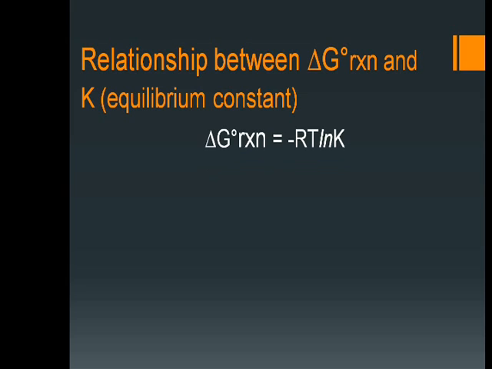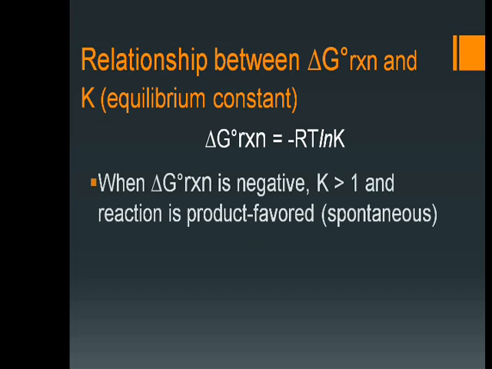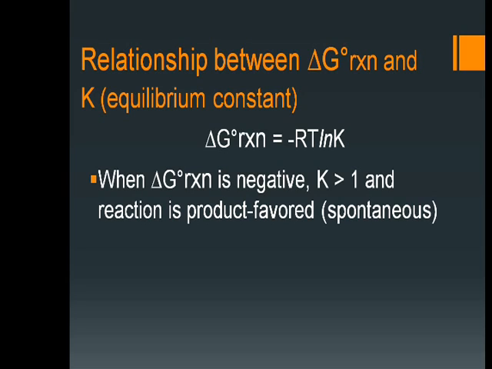And that can be mathematically represented by saying if you take delta G of the reaction, it is equal to negative R, the gas constant, we've used him before, times T, temperature in Kelvin, times the natural log of K, the equilibrium constant. So, when delta G is negative, K has got to be greater than 1 for that to work out, because that means the natural log has to be positive, and so K has to be greater than 1 for that to stay negative.